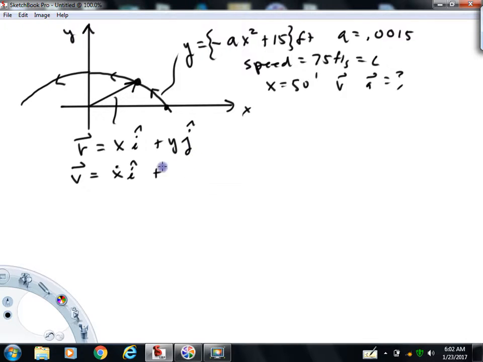Now to save myself some writing here, I'm going to go ahead and calculate that derivative from this function. So y dot, when we look at this function, is going to equal minus 2ax x dot, because the derivative of x squared with respect to time is 2x dx dt, and the minus a is just a constant. And then when we differentiate the 15, we get 0.